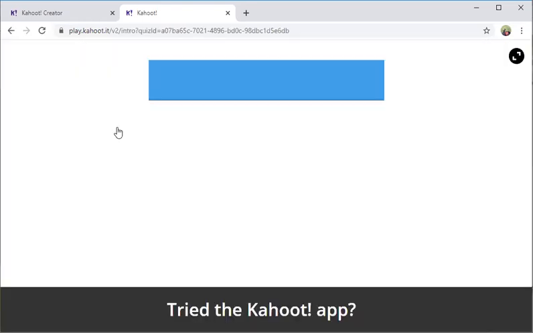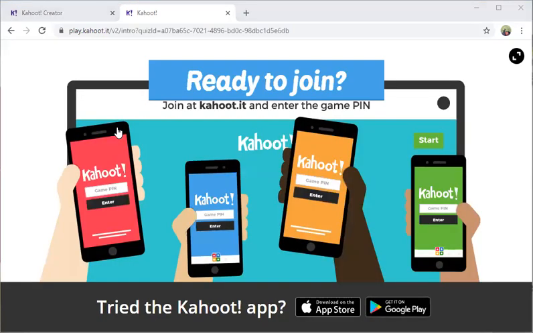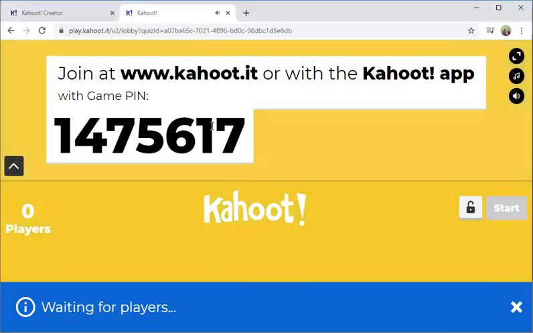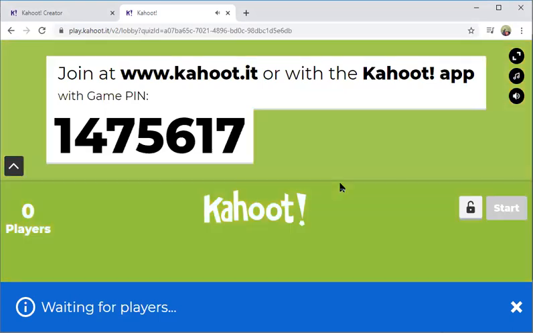All right. So the game pin should appear in a few seconds, or the game password should appear in a few seconds, and there we go. So here is our password or PIN that you need to enter once you have gone to kahoot.it. It is 1475617. And your name should appear on the screen to show that you have entered.